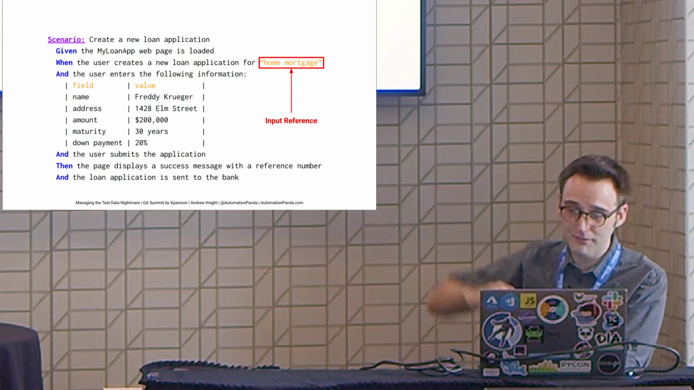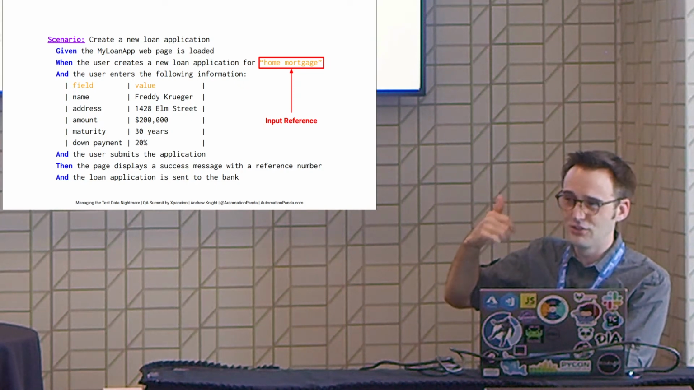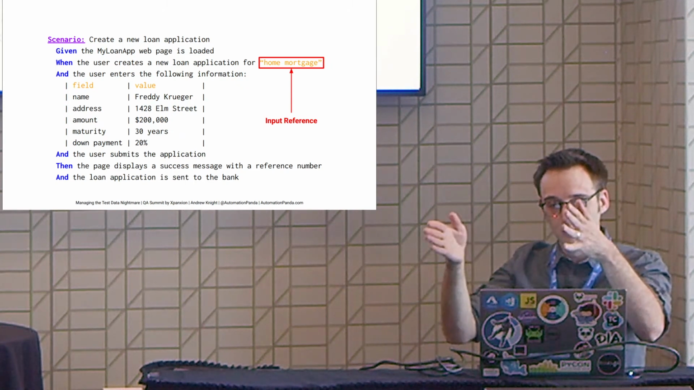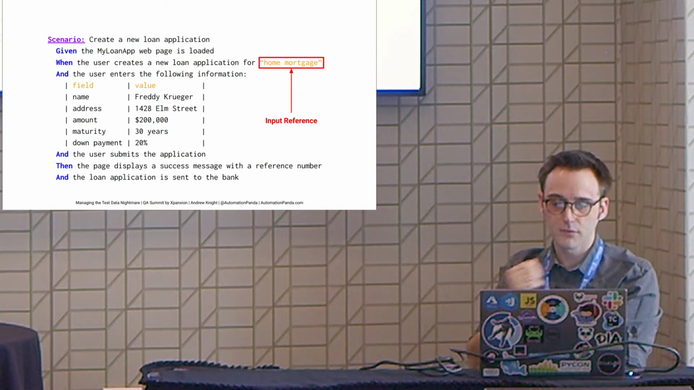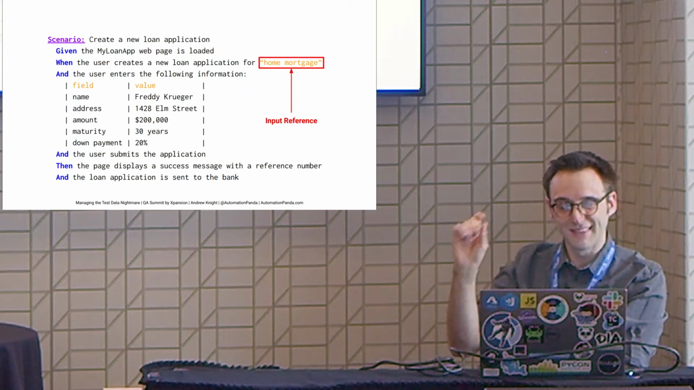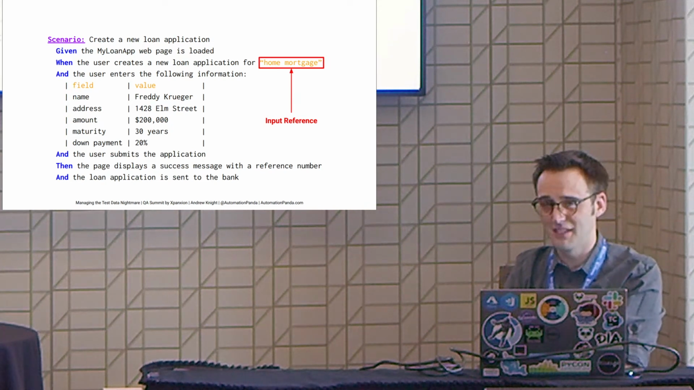How do we handle input references? The simplest way is just to use some sort of hard-coded reference like this. Usually some sort of name or some sort of token where we can say, oh, I want to get the home mortgage loan product type. But as with any kind of reference, that has a potential to become stale, right? What if the product name changes?